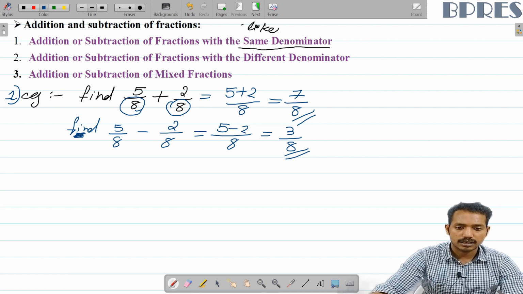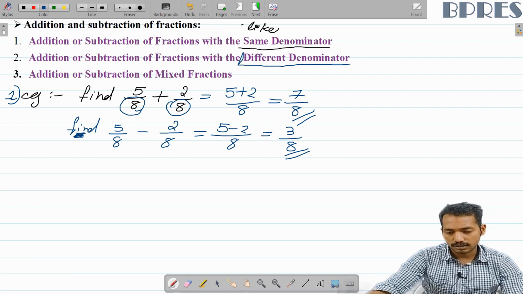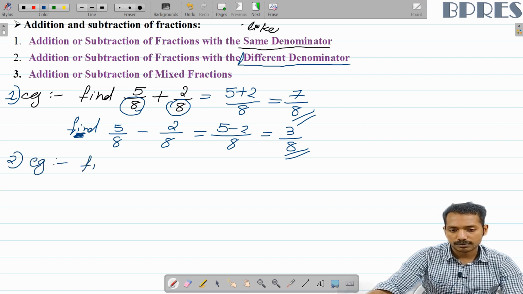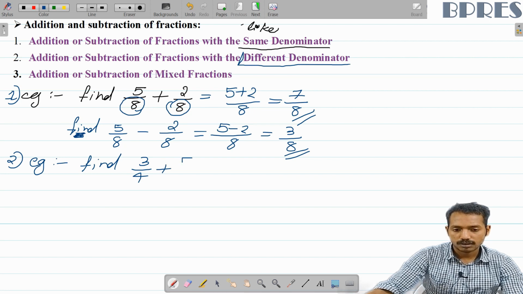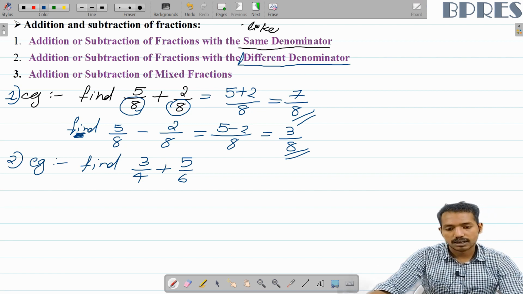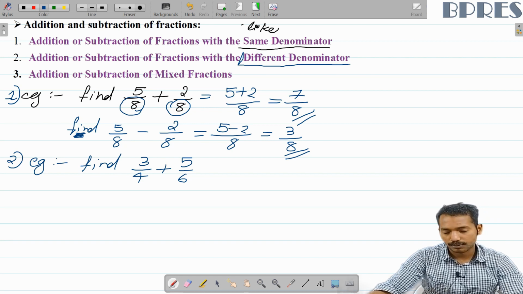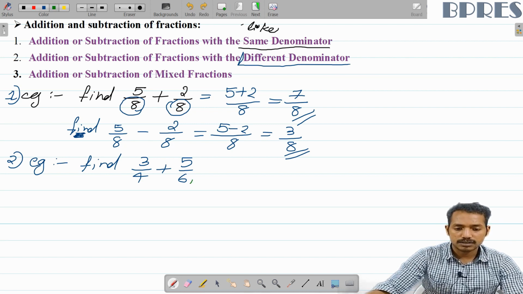Now the second category is addition or subtraction of fractions with different denominators. That is a little more complex than the first category. Let's take an example for this category: find 3 by 4 plus 5 by 6. So these two are proper fractions as well as fractions with different denominators. Here 4 and 6 are not equal. Here the first thing you have to do is find the LCM of these denominators.